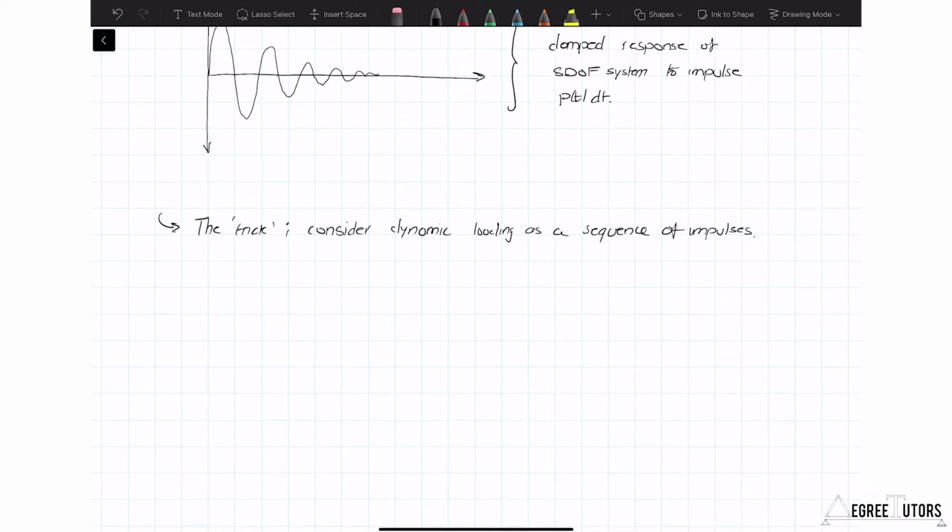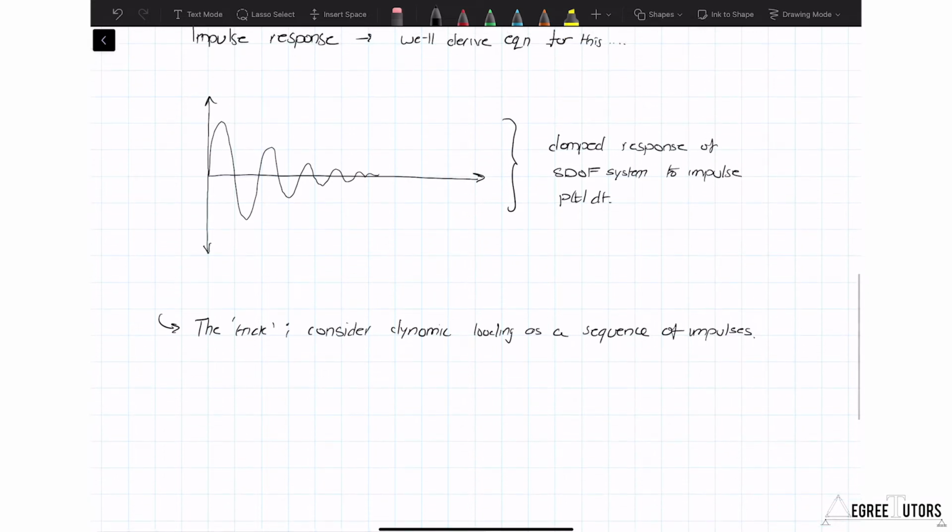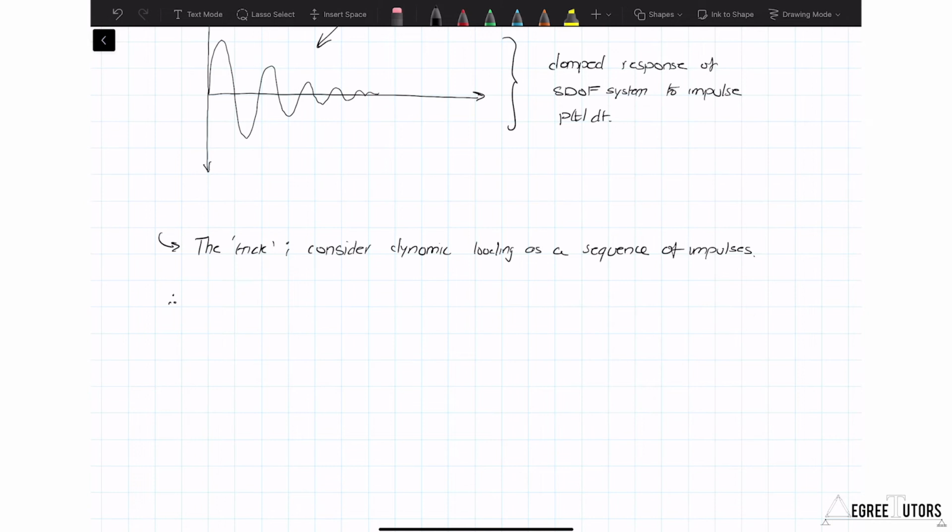Now, if I have a sequence of impulses and I know that each one of these impulses generates something like this, some impulse response, a decaying sinusoidal oscillation, well then to get the total response of the overall dynamic loading, which remember is just divided up into a series of these impulses, all I would need to do is get the response from each individual impulse and add them all together. And that's basically all we're doing with the Duhamel integral. So we'll say the total response is the summation of impulse responses.